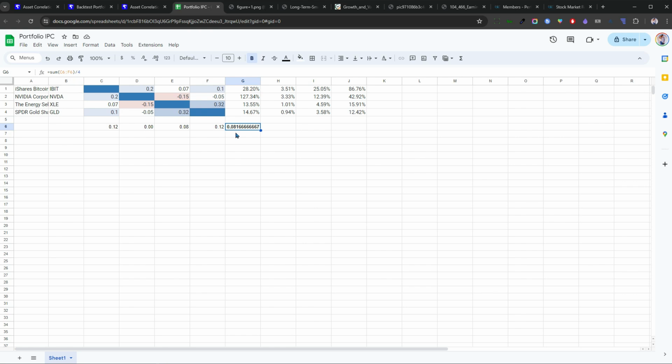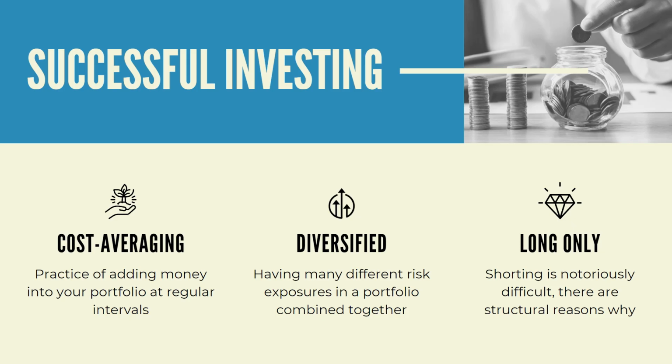If it was bang on zero, that means on average, all your assets pretty much have no correlation, positive or negative, with each other. And so in theory, you should have lower volatility, lower drawdowns, and a higher percentage of up months and up years. That is, of course, if you're holding good assets. If you're holding a bunch of assets that are all going down, then no amount of low IPC can save you. So in my opinion, there's three main keys to successful investing.